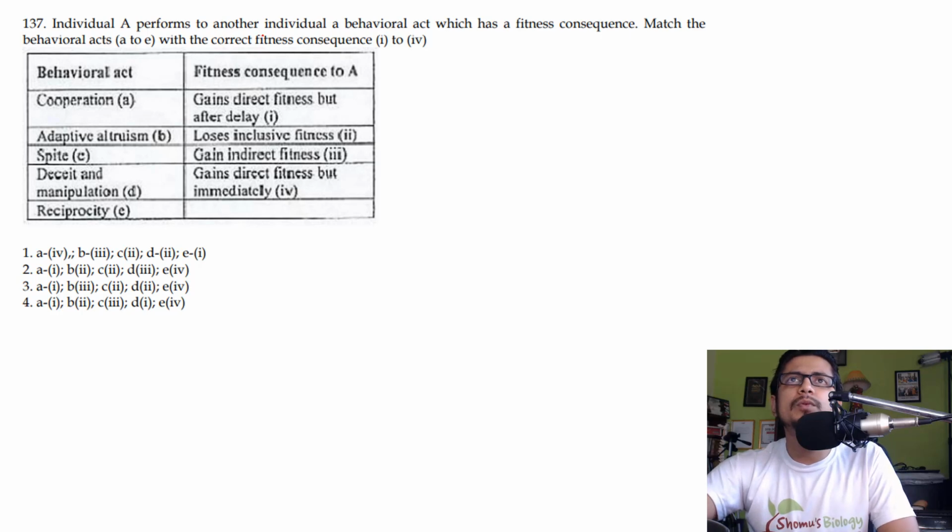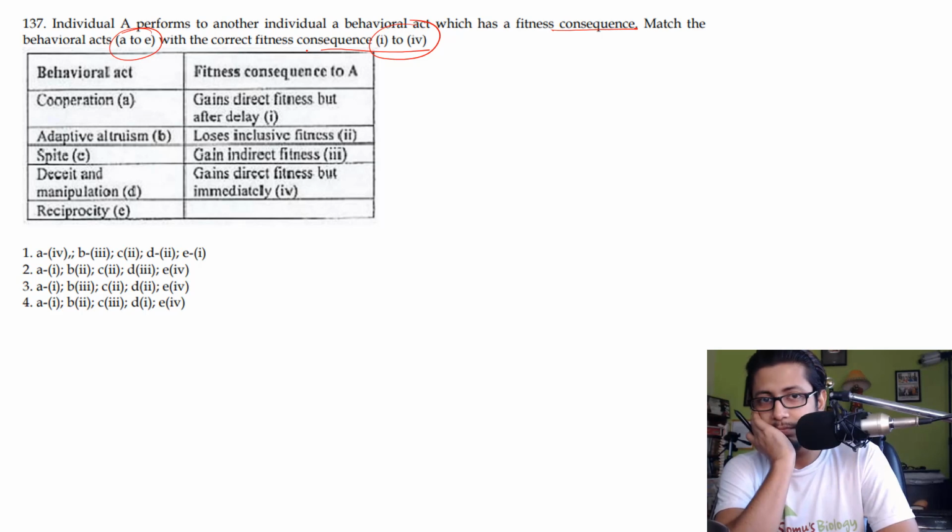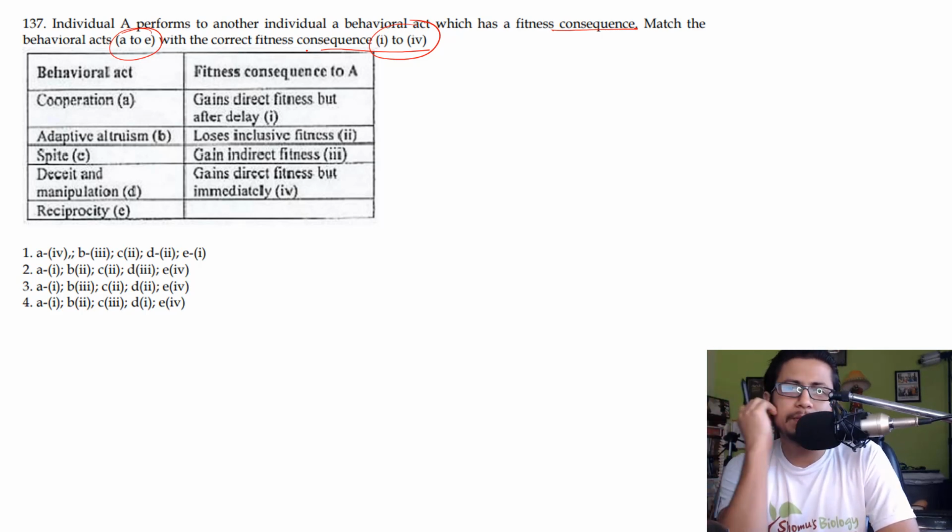Individual A performs a behavioral act on another individual which has a fitness consequence. Match the behavioral acts A to E with the correct fitness consequence, numbered 1 to 4. Now generally this question is from inclusive fitness, spite, adaptive altruism. There are many terms like that. If you don't know the terms, you cannot answer.